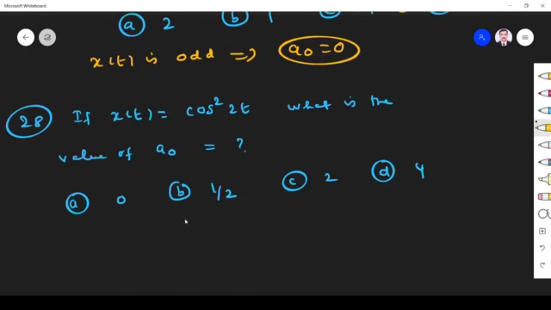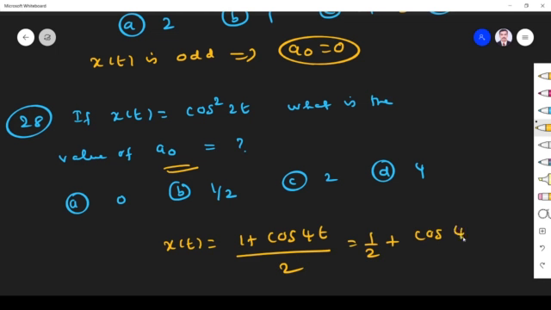Next one, if x of t is equal to cos square 2t, what is the value of the Fourier coefficient a naught? Directly, we can write cos square 2t as (1 plus cos 4t) divided by 2. This is equal to 1 by 2 plus cos 4t by 2. In the trigonometric Fourier series, a naught is the constant term, plus summation of a n cos n omega t and b n sin n omega t. So a naught is 1 by 2. So the answer is option B.